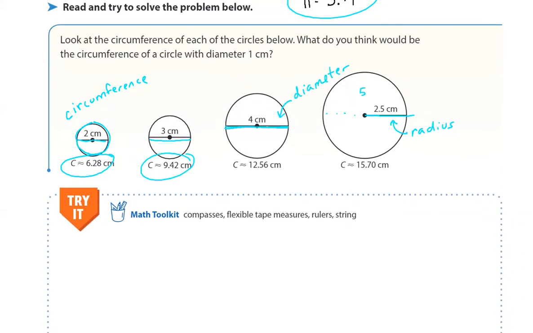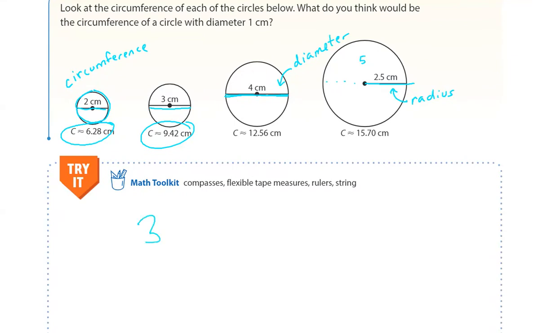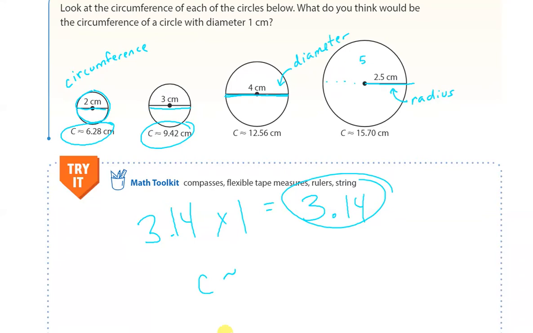So now we just have to do it with 1. Well, what is 3.14 times 1? What's that going to be? Oh yeah, it doesn't change. Circumference is approximately 3.14. Simple, right? I hope, maybe, possibly.